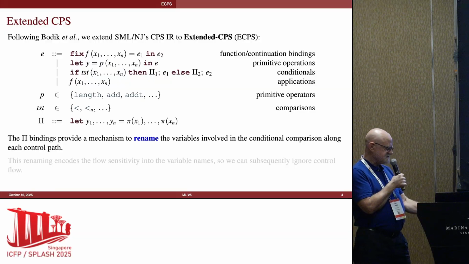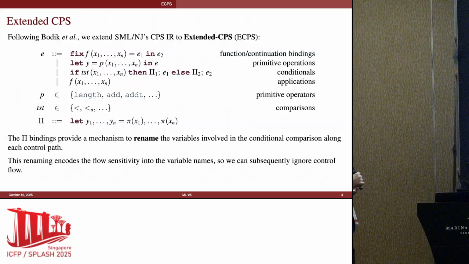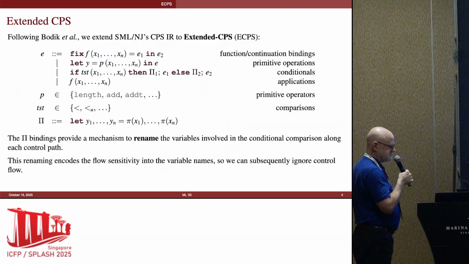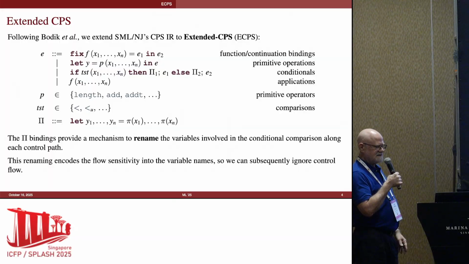But the key thing about this renaming is it allows you to encode the flow sensitivity into the variable names. And so what that means is that once you've done that encoding, you don't actually have to think about the control flow anymore. You can just think about the relationships between the variables. And so it gives what the data flow community calls a sparse analysis, and it's a really big win, because once you've got the constraints on the variables, the control flow just doesn't matter anymore.